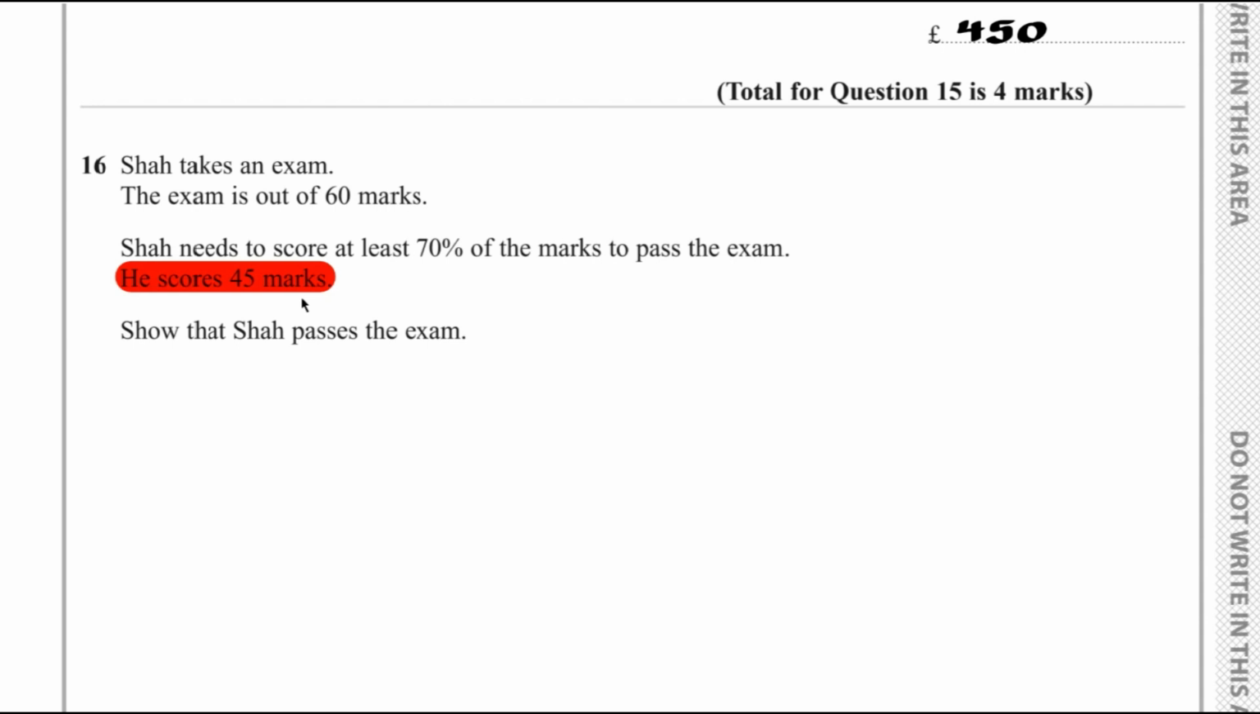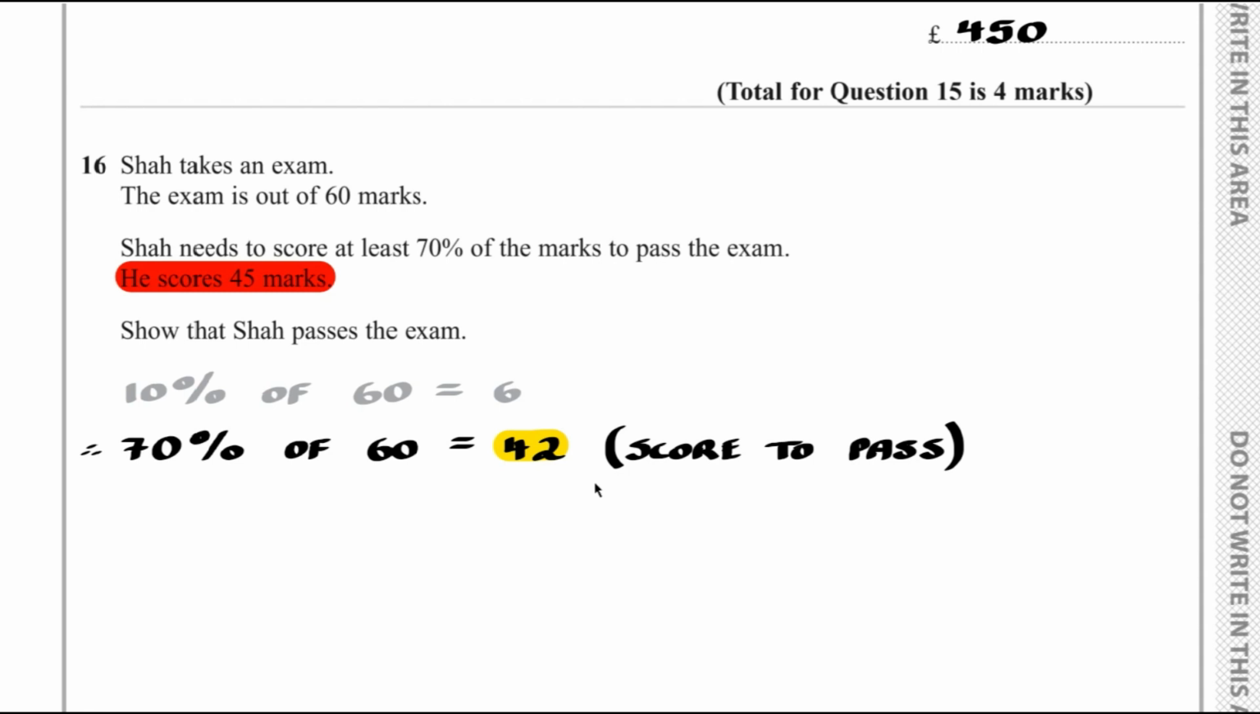So let's work out 70% of 60. To do that, we need to work out what 10% of 60 is. And that's 6. So therefore 70% of 60 will be 6 times by 7, which is 42. So 42 marks are needed to pass the exam. He actually scores 45, so if I compare this 45 with the 42, I can see 45 is greater than 42, which means Shah passes the exam.